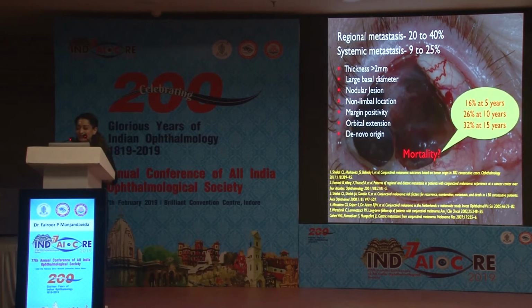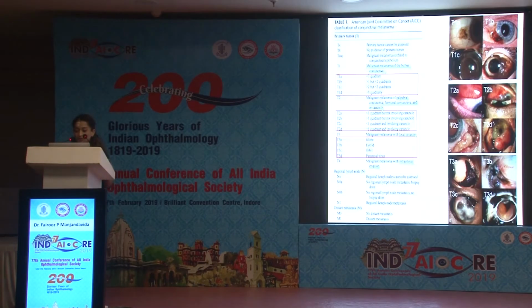Okay, so at 5 years, it's reported as 16%. At 15 years, the mortality from conjunctival melanoma is 32%. So we cannot take it lightly. Any patient with conjunctival melanoma has to be diagnosed appropriately and managed appropriately, which Dr. Hunava will be taking you through in the management.